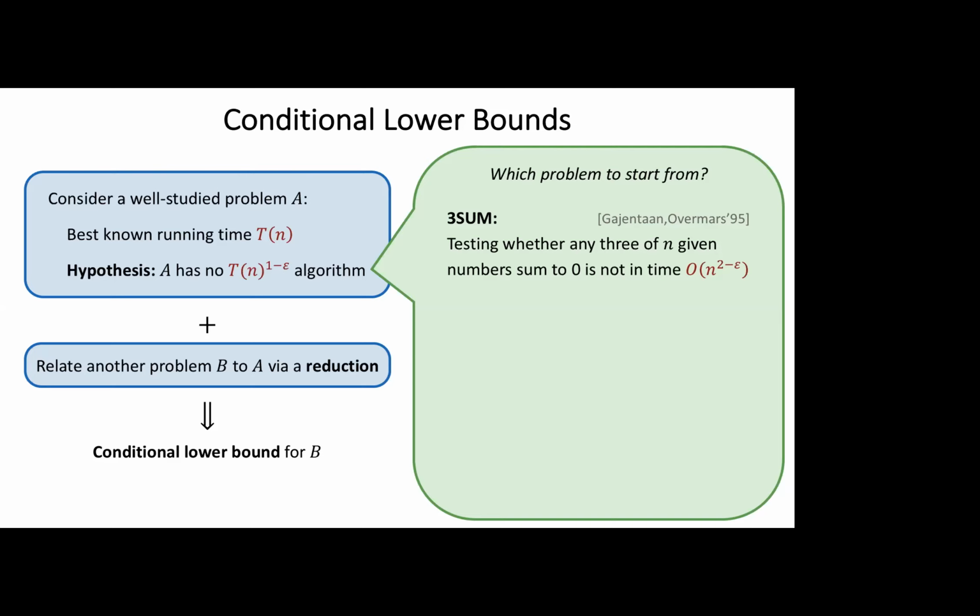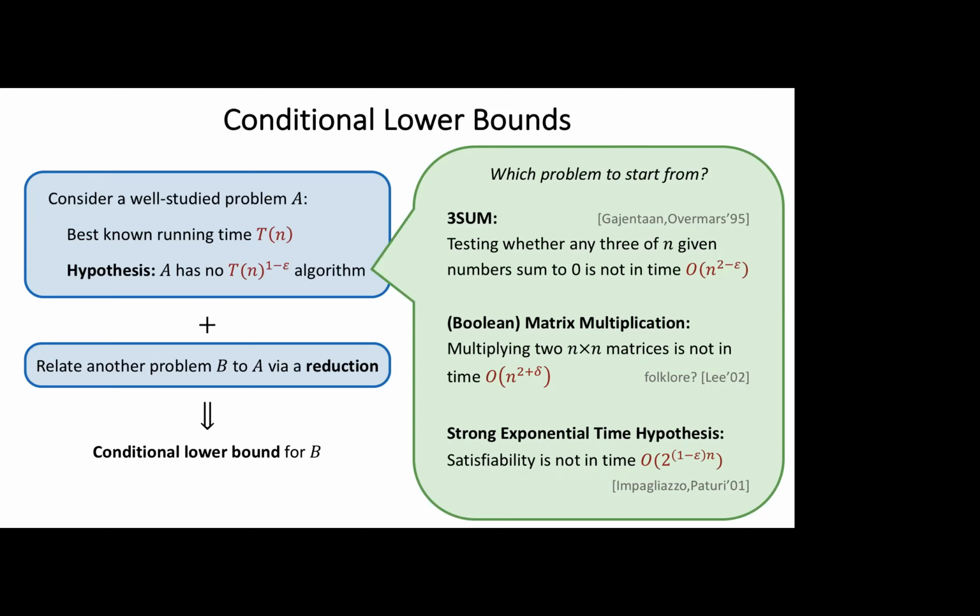Another classically used hypothesis is for matrix multiplication or Boolean matrix multiplication. Our failure to solve matrix multiplication in quadratic time, you can pose as a hypothesis that it shouldn't be possible to multiply matrices in quadratic time, or even in something close to quadratic time. And here, I don't really know what is the first paper that did this. Certainly in 2002, Lee did this. I'm sure that there are also older papers, but I'm not sure what's the right citation here.